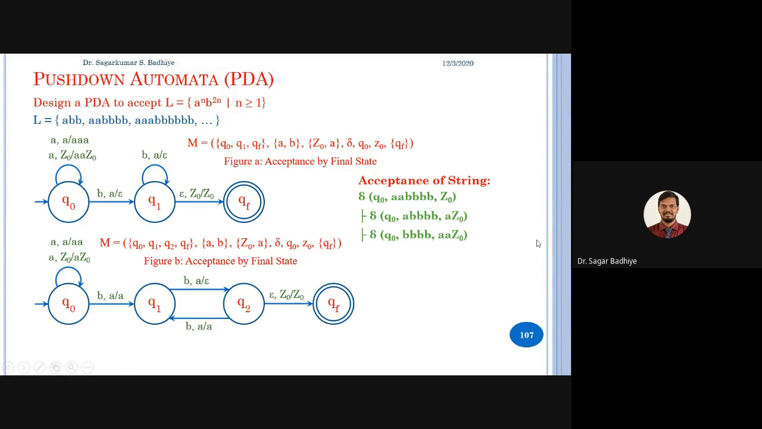Now in Q0, I am getting B as the input and A is on the top of the stack. So this is the first B. So in Q0, if B is the input and A is on the top of the stack, what I'll do, I'll keep this stack as it is and move one step to the right.